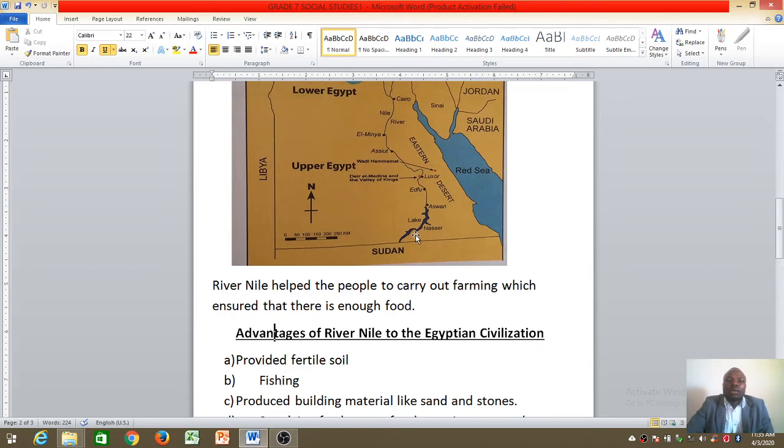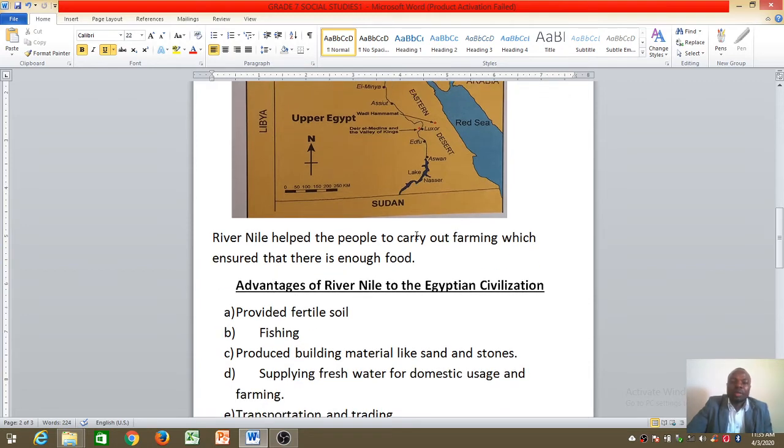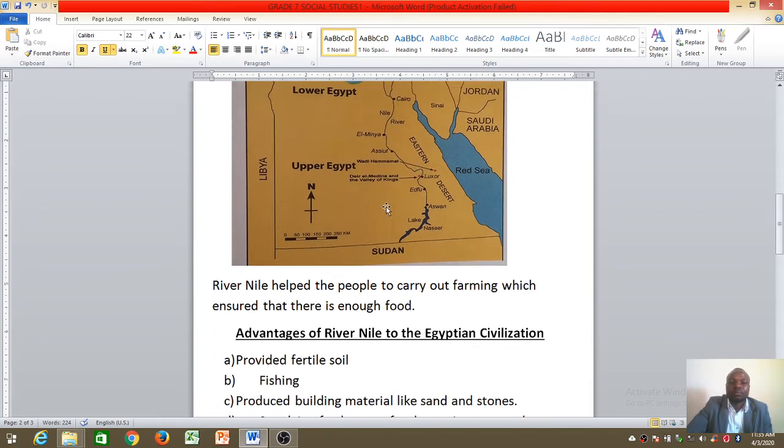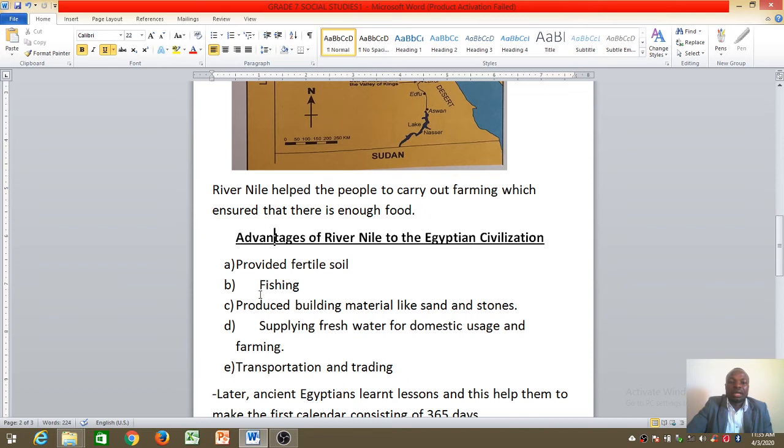Now, what are other advantages of River Nile? Because River Nile helped Egypt to grow and to develop. What are the advantages of River Nile to the Egyptian civilization? One, River Nile provided fertile soil. As we have looked, it carried fertile soil and deposited it near the mouth where people could come and do irrigation farming. Then two, River Nile also helped in fishing, provided water for fishing.